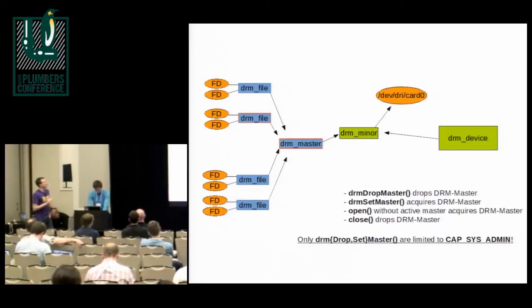And now we still have the problem with authentication. If you have two graphic servers, one in the foreground and one in the background, and you switch between them, the foreground one needs to drop DRM master, and the background one needs to acquire DRM master. And there's a short time window where neither of them is DRM master.